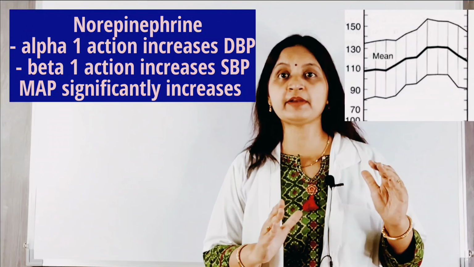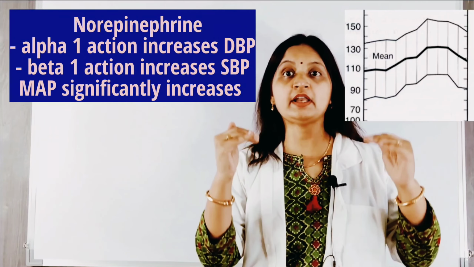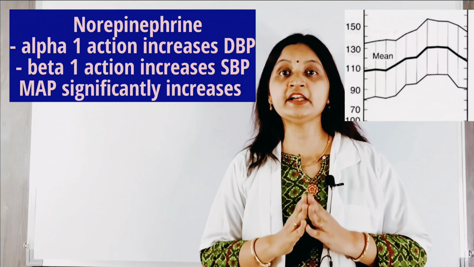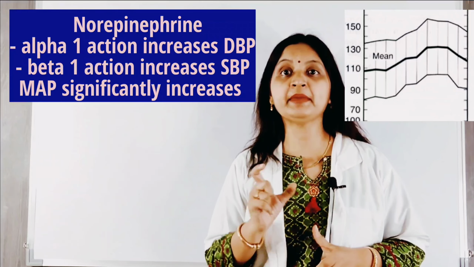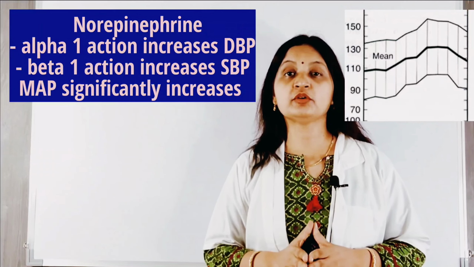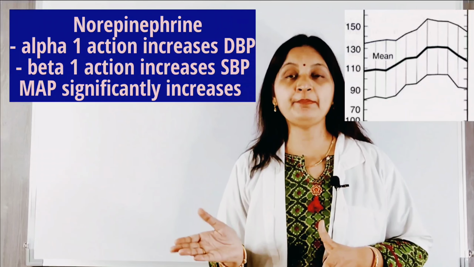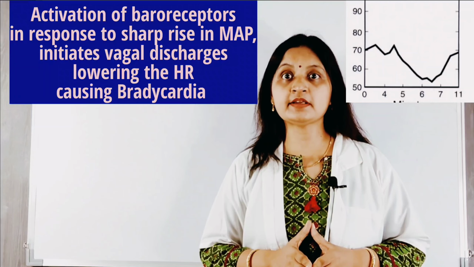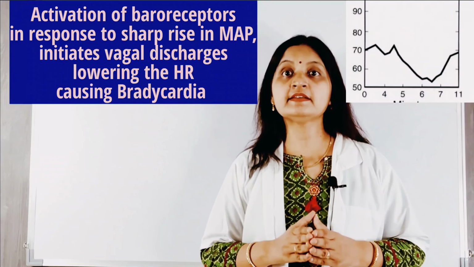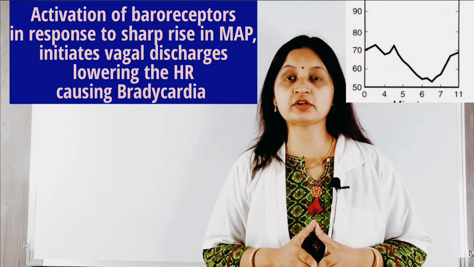So both diastolic blood pressure and systolic blood pressure increase. So this significantly increases the mean arterial pressure. There is a sharp rise in mean arterial pressure compared to epinephrine, and because there is a sharp rise in blood pressure, the baroreceptors are activated and this sends the impulses to the vasomotor center.